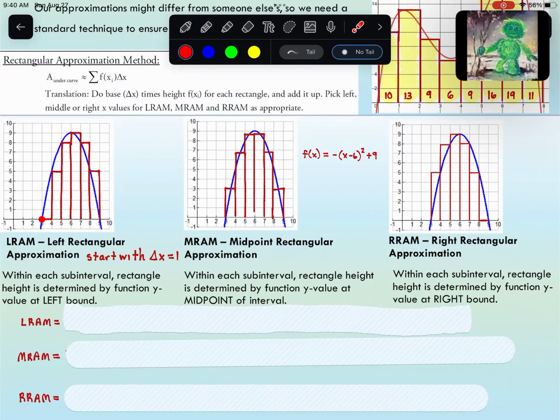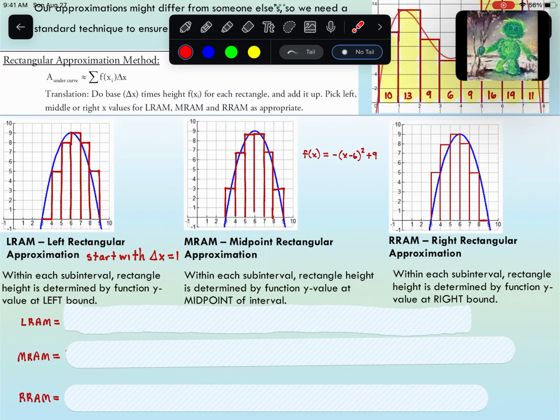Well, it's kind of a weird way to start, because at x equals 3, we've got a 0 in the function. So that means we have to make a rectangle with a height of 0. And we have what's not even really a rectangle at all, just a kind of a flat line down here indicating no area. LRAM is probably not the most accurate approximation for this first subinterval, but when we do LRAM, we have to stick with LRAM.